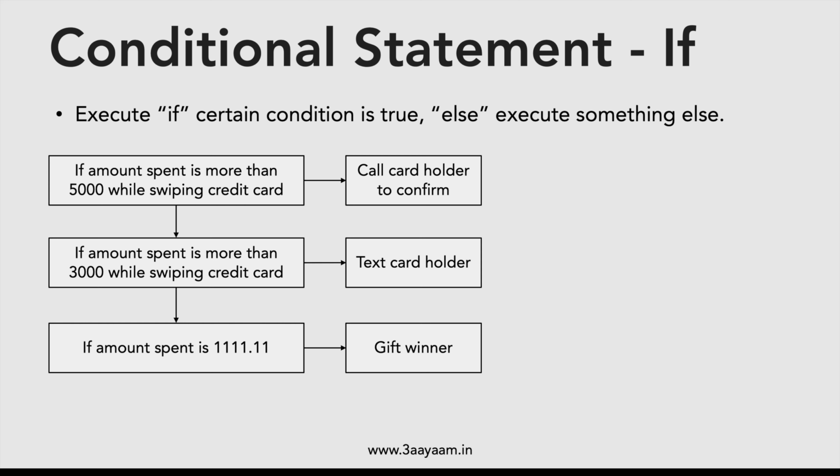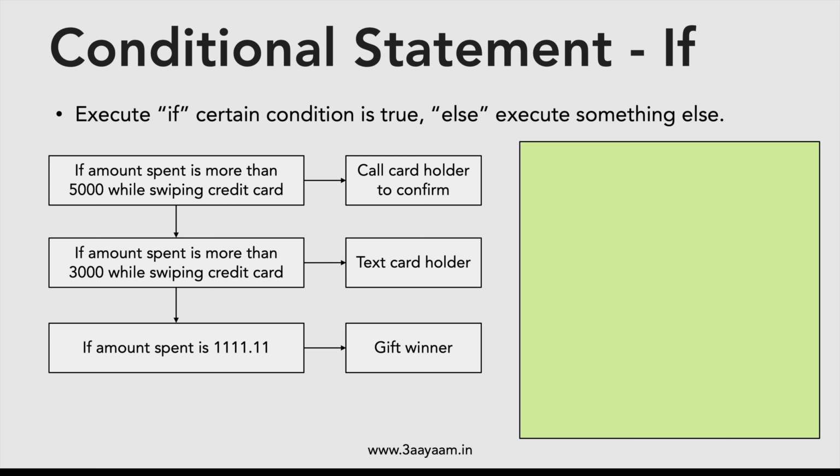So this is the business statement. We have three conditions. One condition is if the amount spent is more than 5,000. The second condition is if the amount spent is more than 3,000. The third condition is if the amount spent is equal to 1111.11. And these are the actions. You call the cardholder. The second action is text the cardholder, and the third action is that the cardholder becomes a winner, and you send an email or something like that. So in all the cases, we have if and then a certain action, and it can be translated to a conditional if statement in the program.